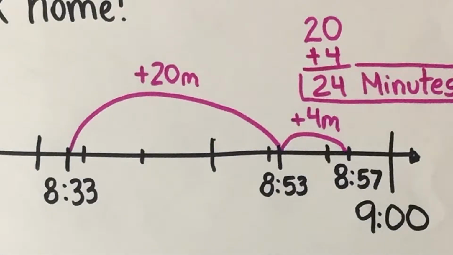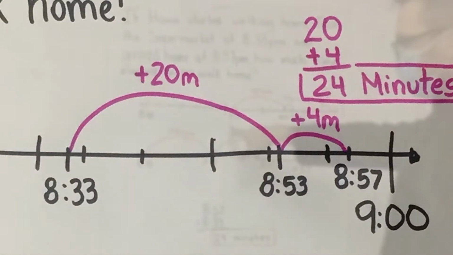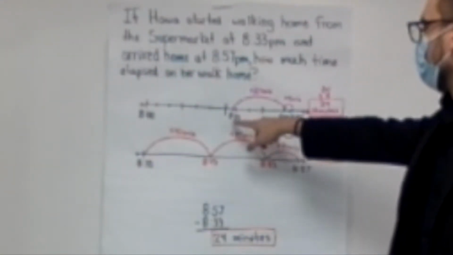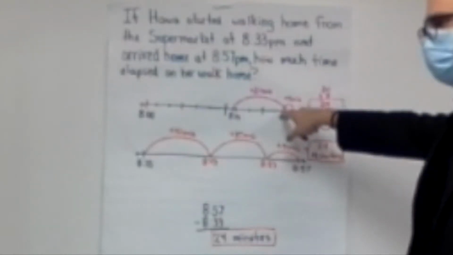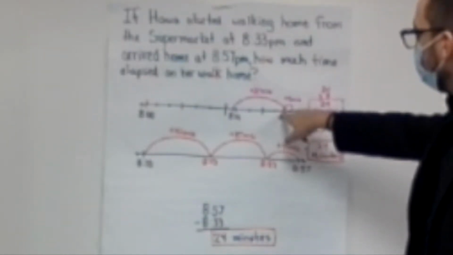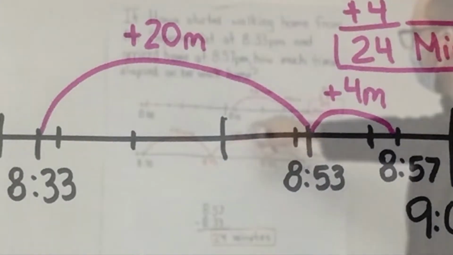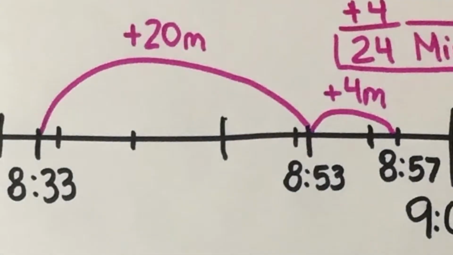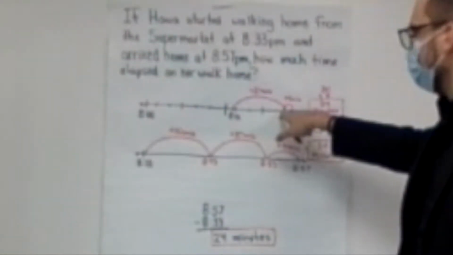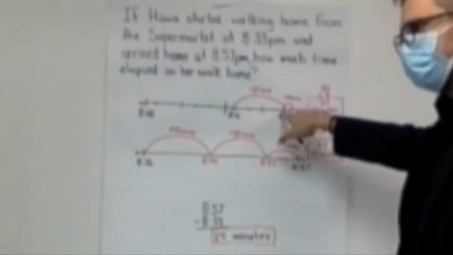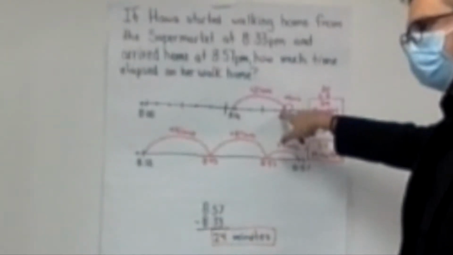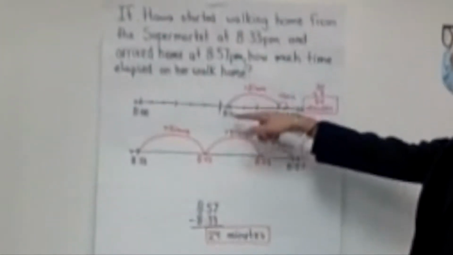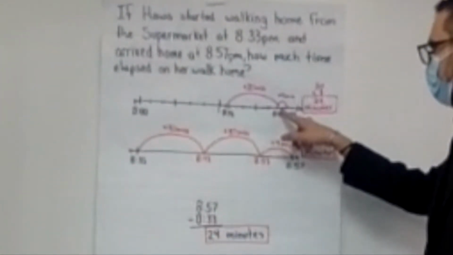So Muhammad, what did we add first? 8:33. And when we wrote 8:33, what did we add then? 20 minutes. We added 20 minutes. Do you know why we added 20 minutes first? Because there's 20 minutes that passed between 8:33 and 8:53.